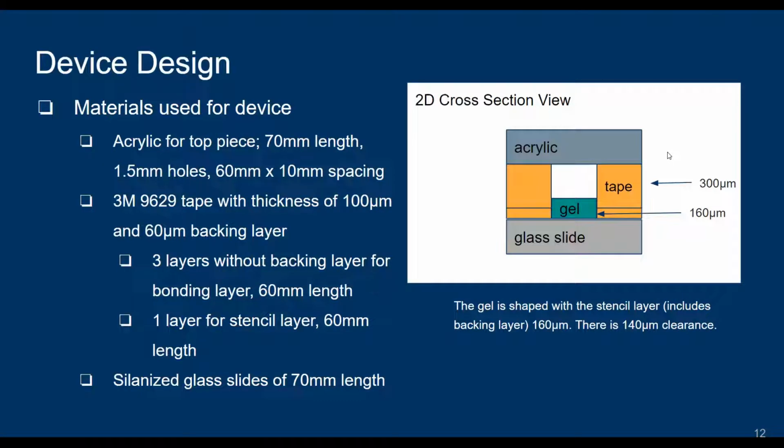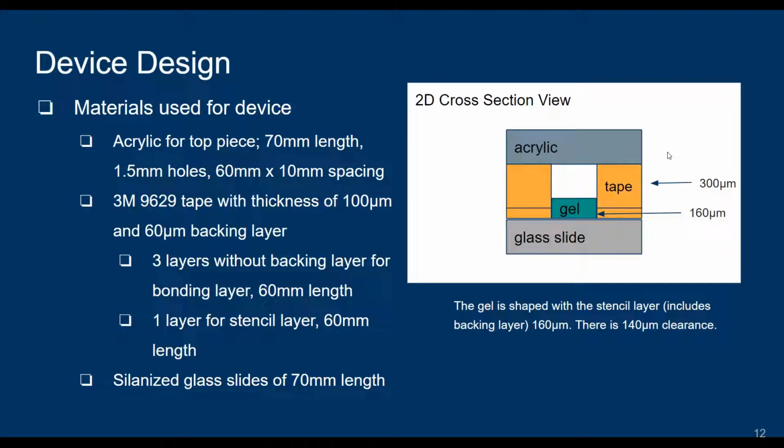Device design. Materials used for the device. Acrylic for the top piece was used with 70 millimeter in length, 1.5 millimeter holes, 60 millimeter by 10 millimeter spacing. 3M9629 tape with a thickness of 100 micron and 60 micron backing layer was used for the bonding layer and stencil layer. 3 layers of tape without backing layer for the bonding layer, 60 millimeters in length, and 1 layer for the stencil layer, 60 millimeter in length. Silanized glass slides of 70 millimeter in length used for the bottom.